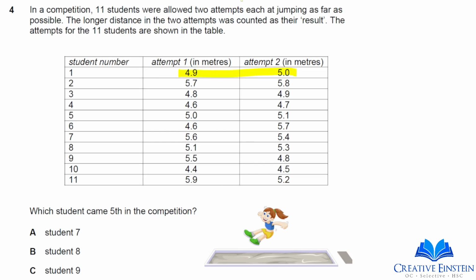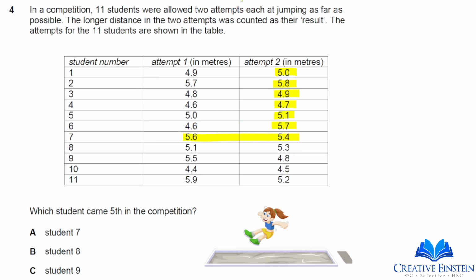So for student 1, their result would be the longest jump, which is the 5 meters. For student 2, 5.8 meters is the longer one. Student 3, 4.9 meters is a longer one. Student 4, 4.7 meters is a longer one. Student 5, 5.1 meters is a longer one. Student 6, 5.7 meters is much longer.